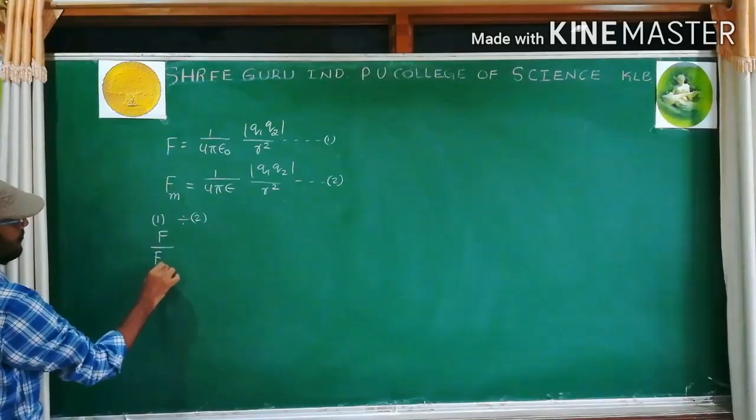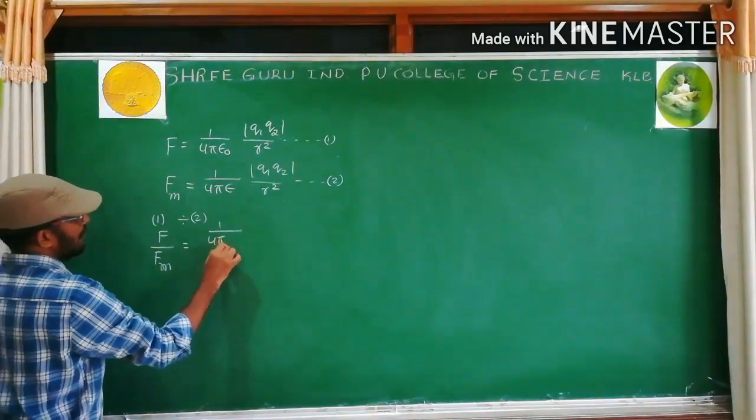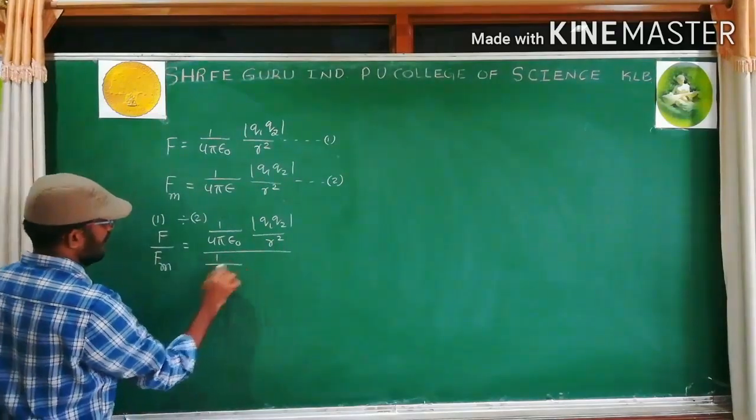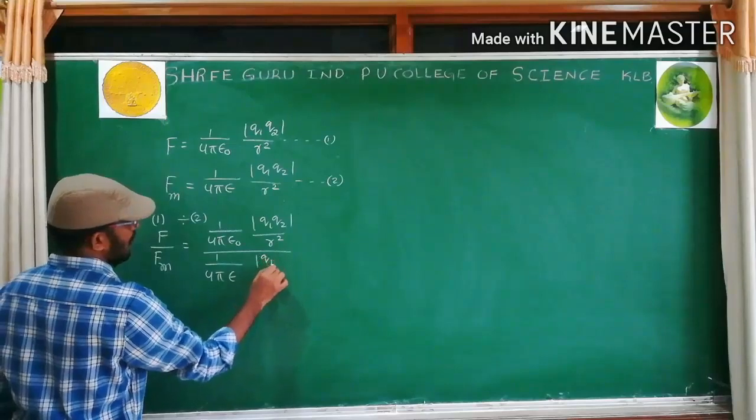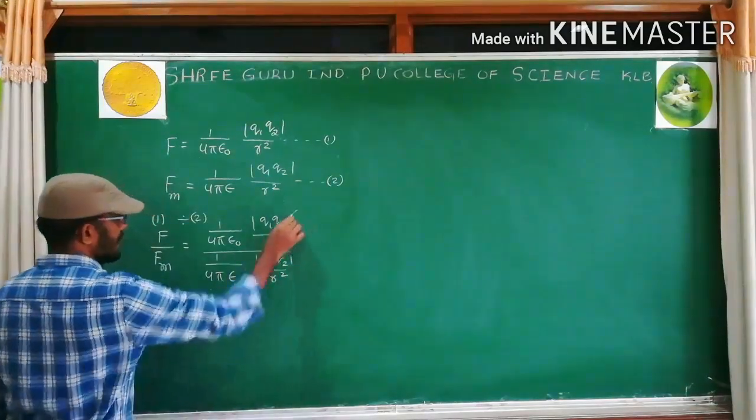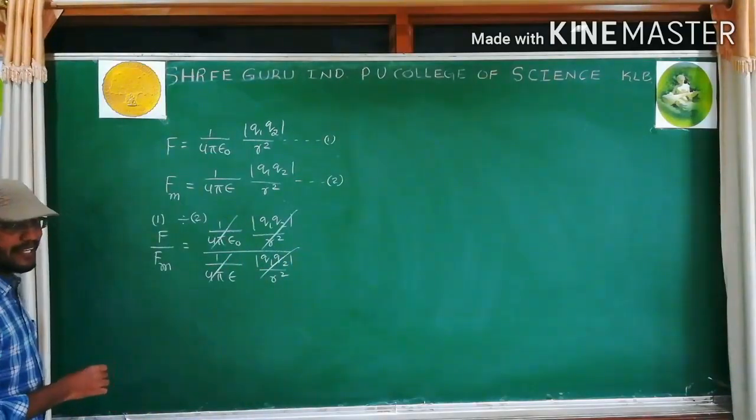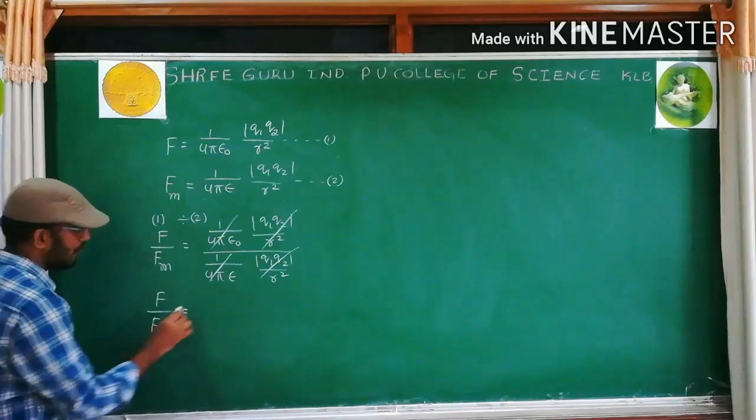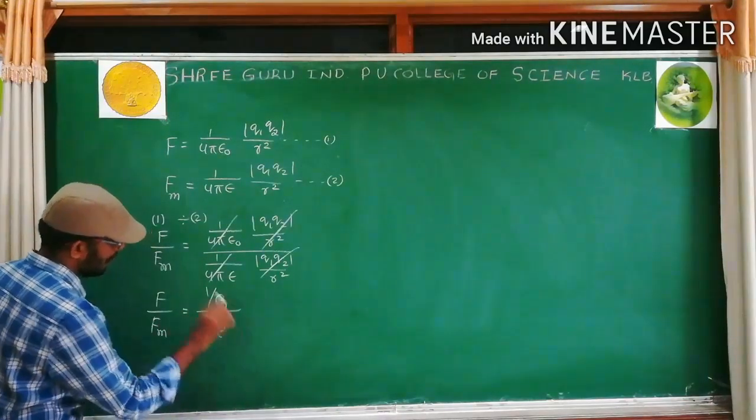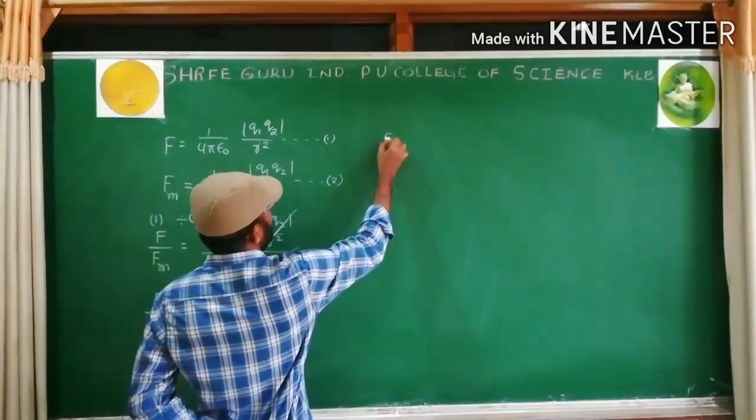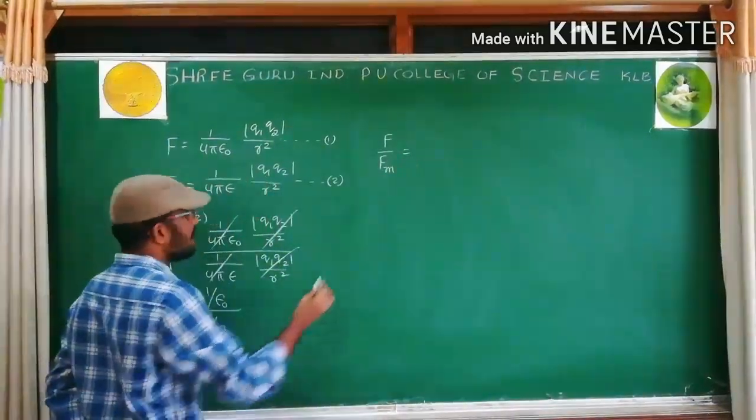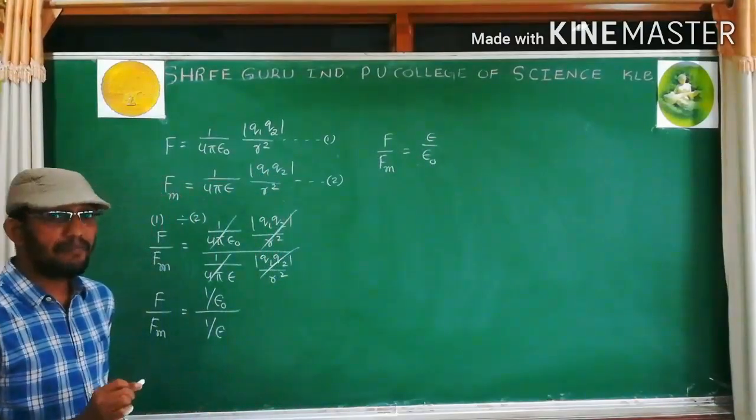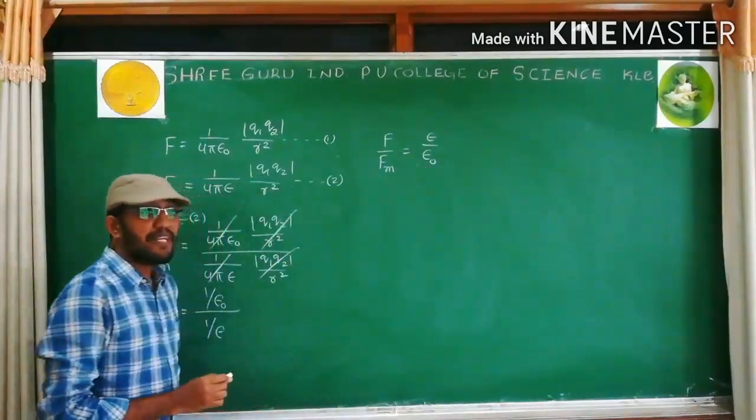Now divide equation 1 with equation 2. F divided by Fm is equal to 1 by 4 pi epsilon naught into modulus of q1 into q2 divided by r square, whole divided by 1 by 4 pi epsilon into modulus of q1 into q2 divided by r square. These terms get cancelled. 1 by 4 pi, 1 by 4 pi get cancelled, and don't cancel F and F. Now F by Fm is equal to 1 by epsilon naught divided by 1 by epsilon. That is F divided by Fm is equal to epsilon divided by epsilon naught. Epsilon means permittivity of a medium, and epsilon naught is called permittivity of free space.